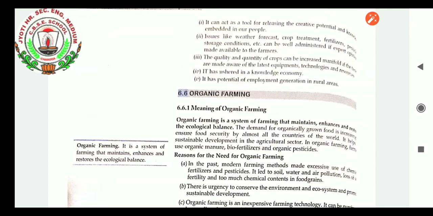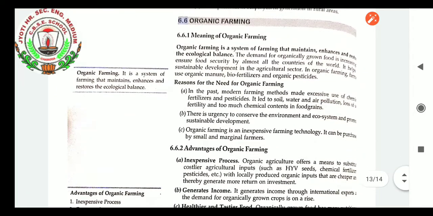It means in simple way, awareness program must be held for the farmers so that they can know how they can make development of their work. IT has used in a knowledge economy. It has potential of employment generation in rural areas. Next topic is organic farming. Very important topic from project point of view.